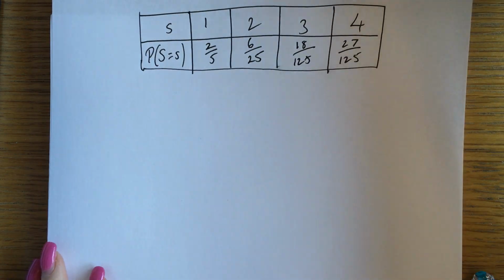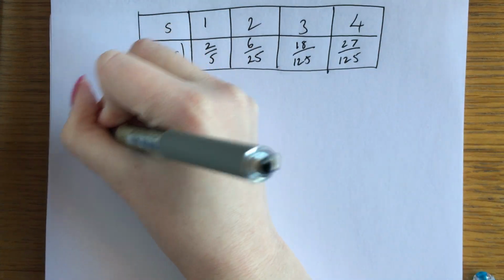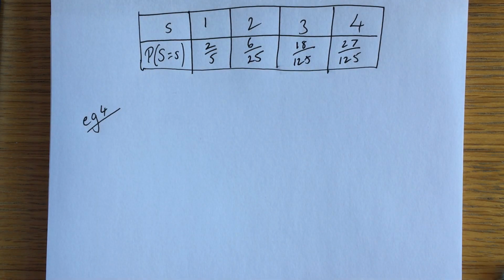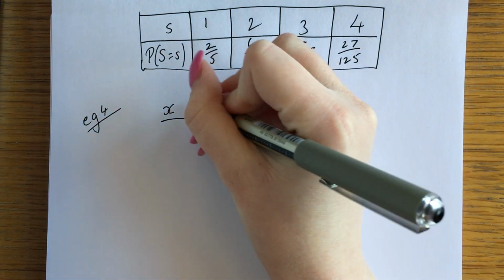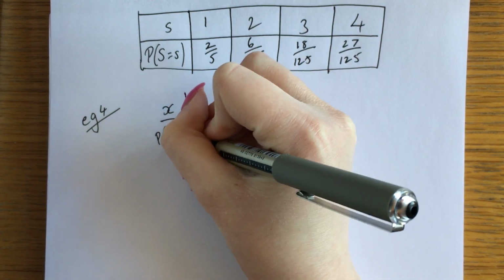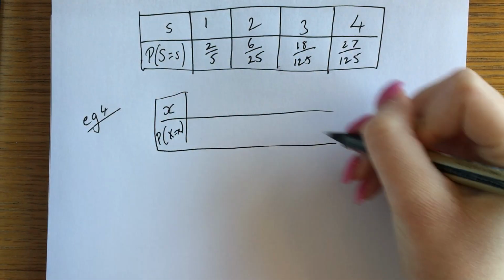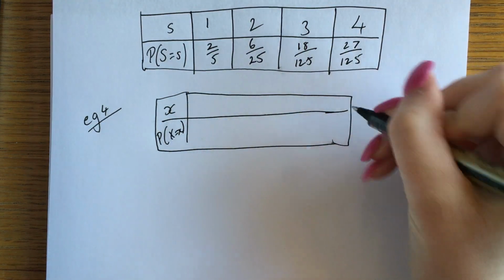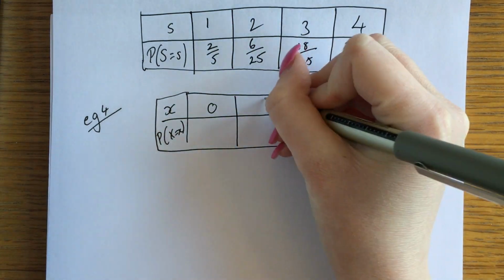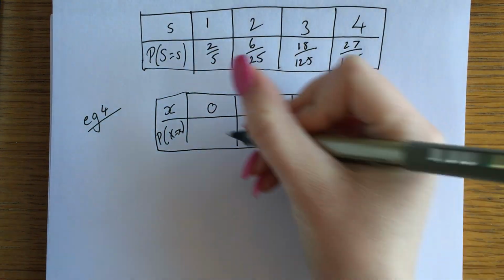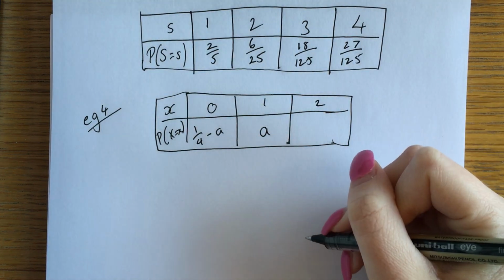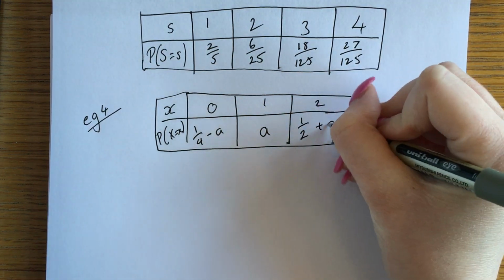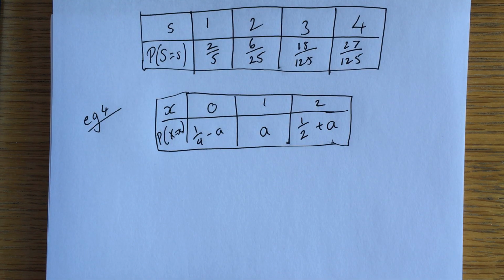So finally for this section, example 4, which is still on slide 4 on your PowerPoint. A discrete random variable has a probability distribution shown in the table. So that I can actually be watching what I'm doing rather than keeping looking at the screen, I'm going to copy it down. My possible outcomes are 0, 1 and 2. The probability of 0 is 1/4 minus A. The probability of 1 is A, and the probability of 2 is 1/2 plus A. Find the value of A.